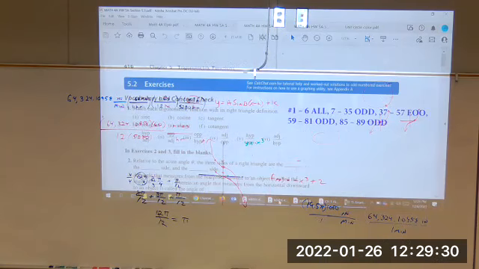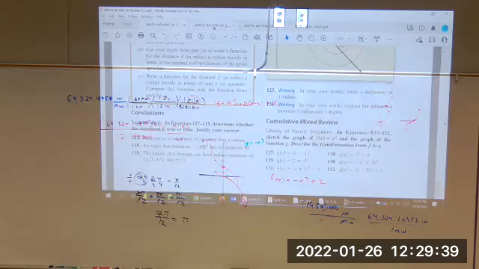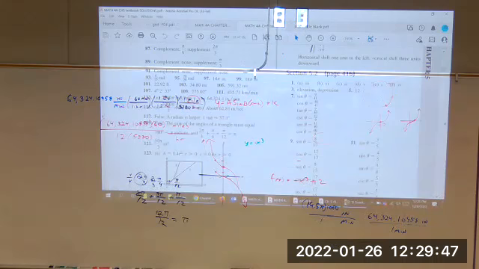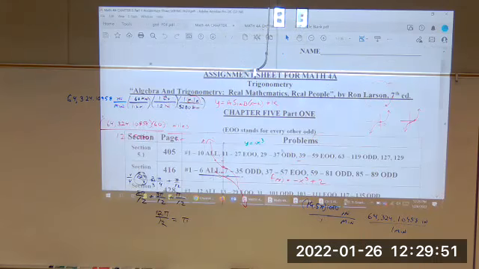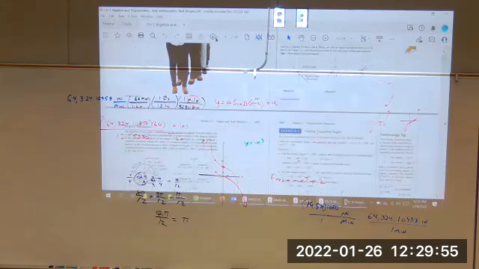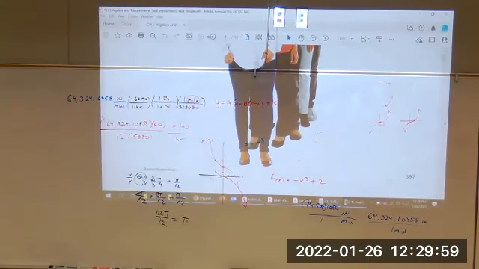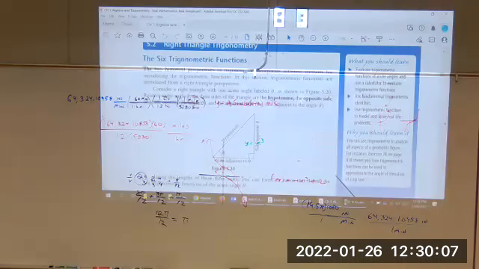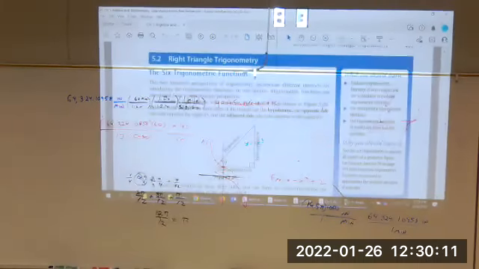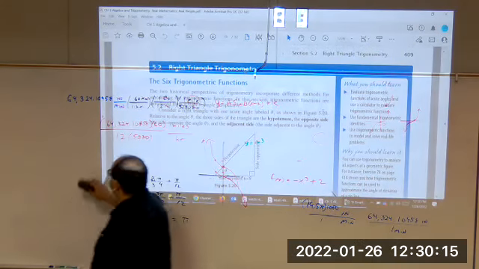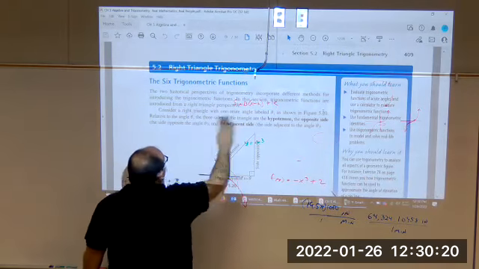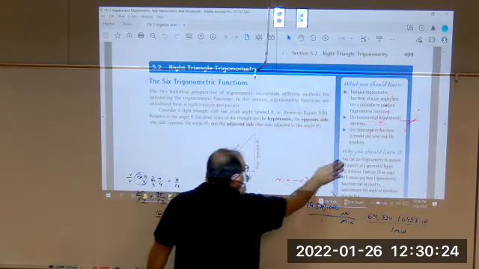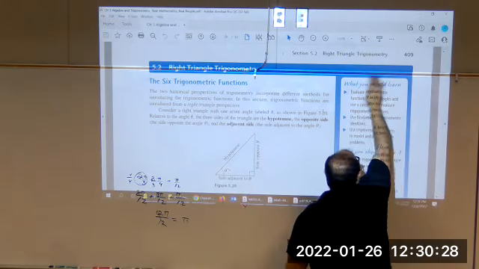So now we tackle a little bit of trigonometry jargon from the perspective of geometry. Just to start with, we learn trigonometry at the beginning in geometry only in right triangles, right triangle trigonometry. Eventually that'll evolve, but for right now, right triangle trigonometry.